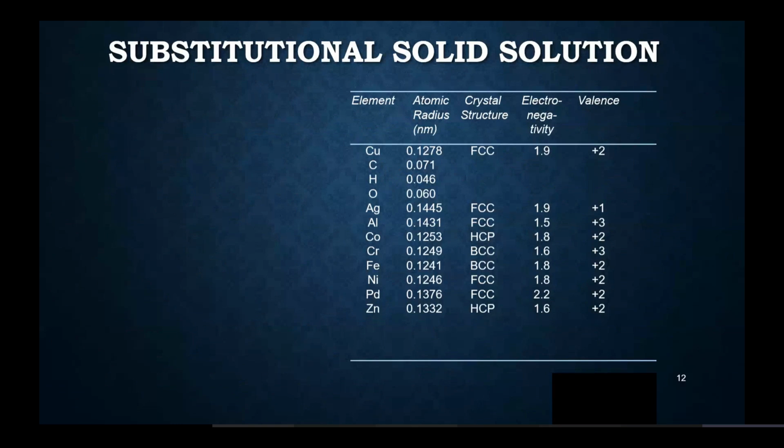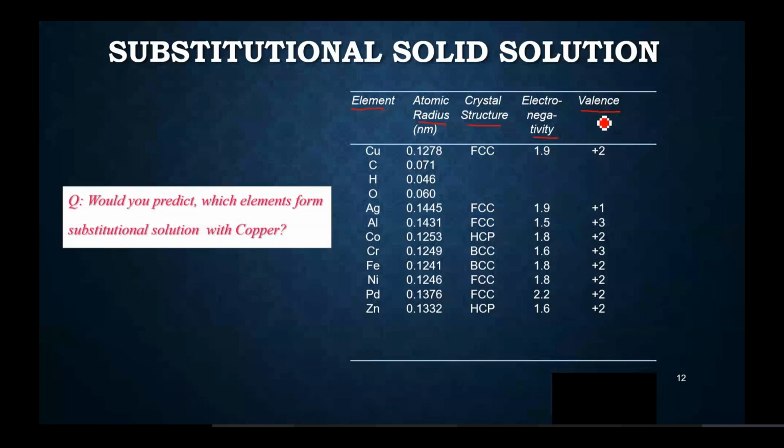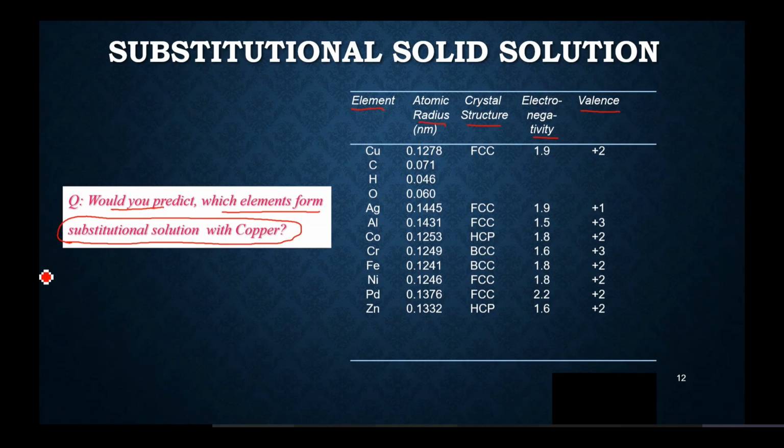Now, based on these four rules, this is a table which has elements, atomic radius, crystal structure, electronegativity, and the valency. Based on these four conditions, what would you predict? Which elements would form substitutional solid solution with copper, or which of the few elements would have higher probability of forming a substitutional solid solution with copper? So if copper is your solvent, which of these elements do you think would be most appropriate to become the solute?